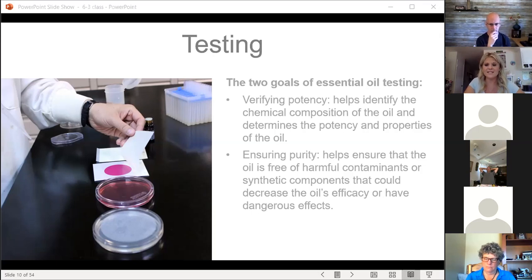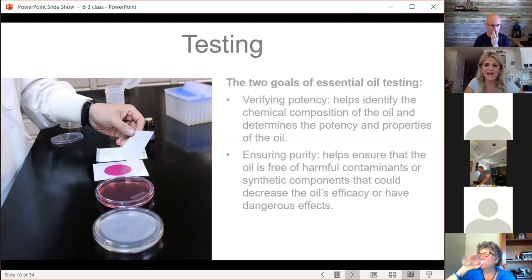So once testing's complete, once an essential oil batch has been thoroughly tested to ensure that we've got the purity, the potency, and that it doesn't contain any fillers or contaminants, it's time to package it and send it out to the consumer.